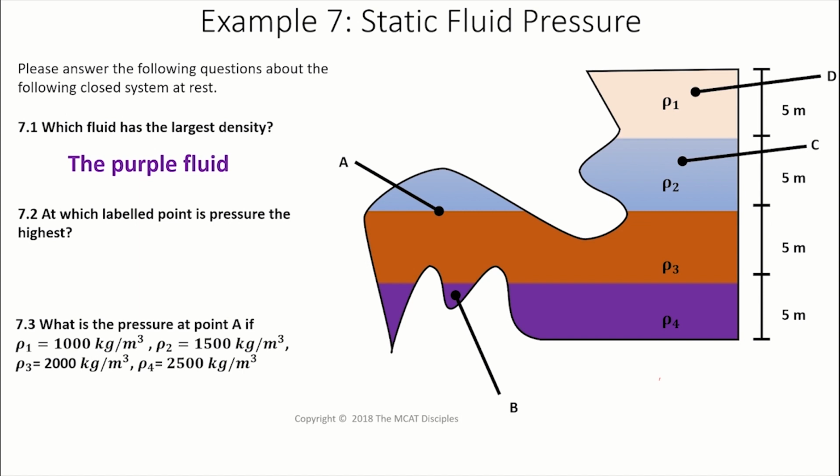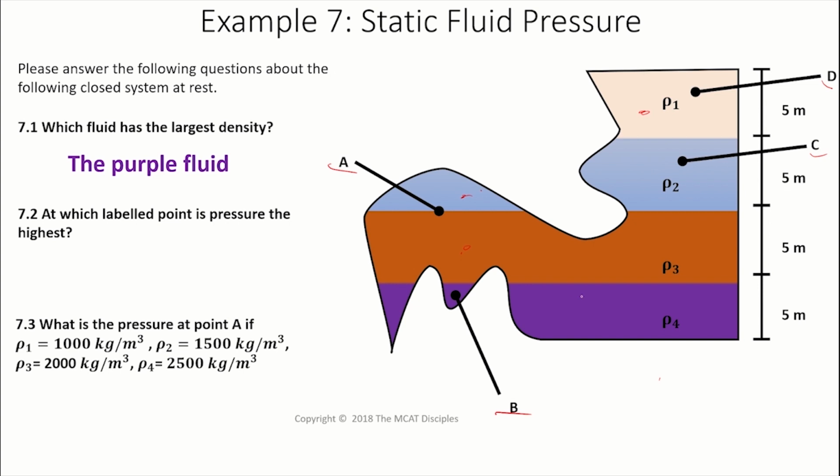The next question, at which labeled point is the pressure the highest? So we have B, we have A, we have C, we have D. I already told you that the deeper you are, the more pressure you're going to have. The less deep you are, the less pressure you're going to have. So the deepest that we have here is going to be B, right? Because B has the most fluid on top of it. Look at this. It's got the brown one, it's got the blue one, it's got the light brown one.